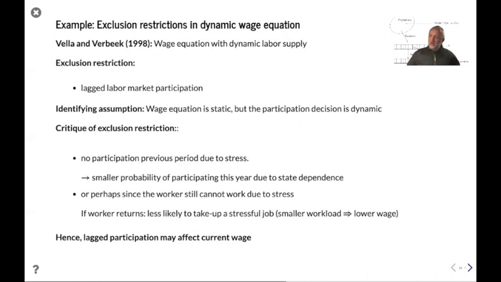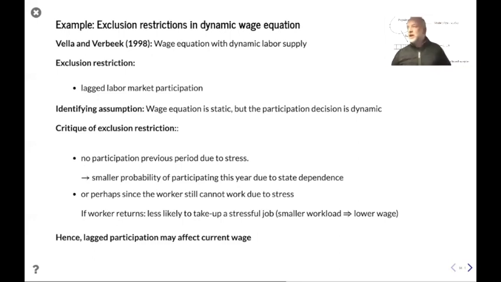The idea here is that if you're participating in the labor market in the last period, that's supposed to affect the probability that you're participating in the next period. So it explains selection into the sample. And if it's true state dependence, well, that sounds like a good predictor for being in the sample in the current period if you were there in the last period. And then, what is the identifying assumption? Well, the identifying assumption is that the wage equation is static, but participation is dynamic.